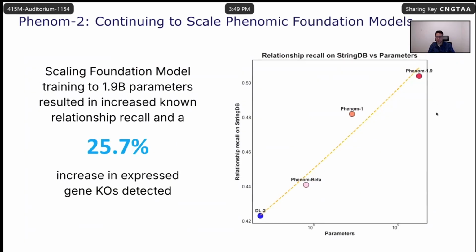What we showed pretty quickly was that with this approach, we continue to see improved performance with scale. So here you're looking at a log plot of the model parameters against the relationship recall in StringDB. So that 1.8 billion parameter model is once again improving over Phenom-1, almost linear in the log space. And additionally, on the replicate consistency metric, it also had a pretty significant improvement. So about 25% more knockouts were found to be consistent with this model.